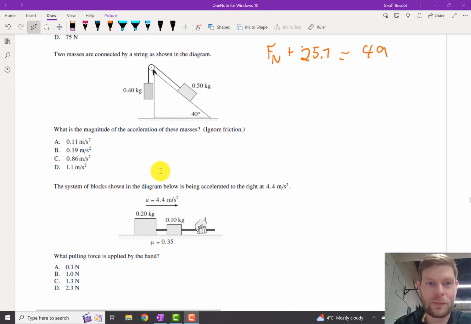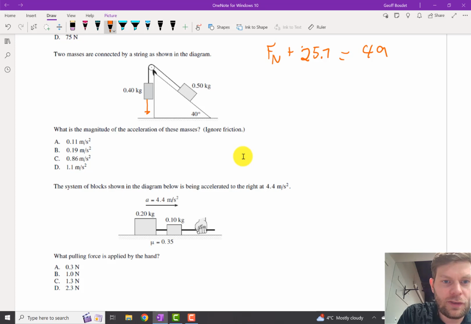Starting with this guy. It's just a fight between gravity on this guy and F parallel on this guy. So let's calculate that out. Right here we would have this guy pulling with 0.4 times 9.8, which would equal 3.92 newtons.